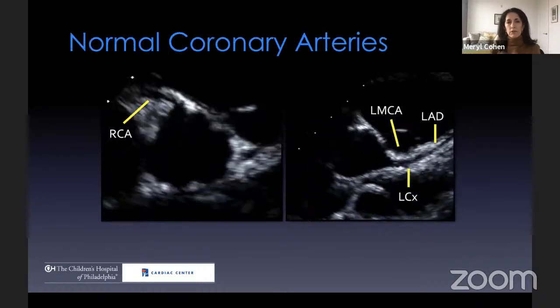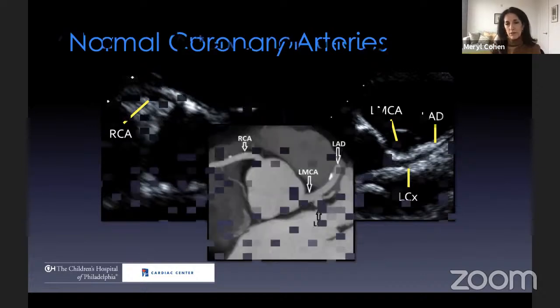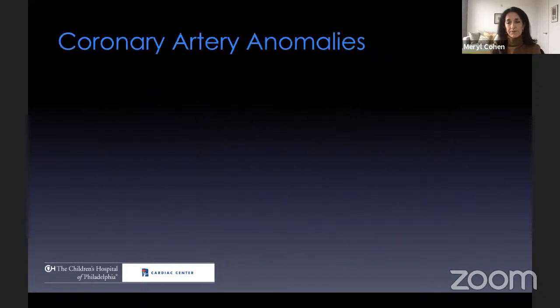And just to review the normal coronaries on echocardiogram, here's the pulmonary artery, here's the aorta, and you see the right coronary artery diving towards the right and is an anterior structure, and the left coronary artery, you can see here the left main dividing into the LAD and the left circumflex. This is something we routinely do in the parasternal short axis view on routine echocardiograms, and here you see it on CT scan pretty clearly.